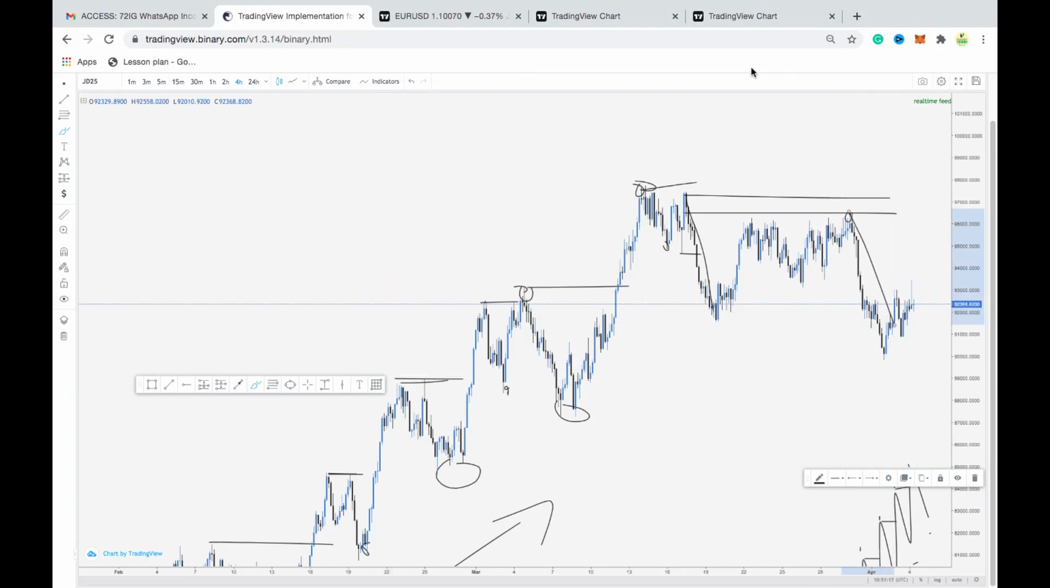And as the market returns to it, we see a massive sell. All right, this is all about market structure. Then I'm still going to show you guys another example.